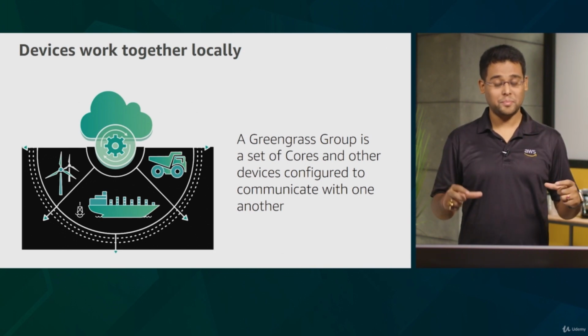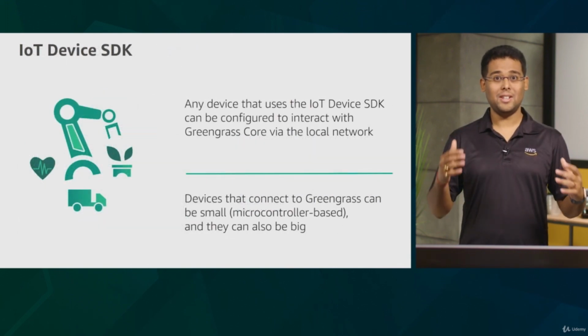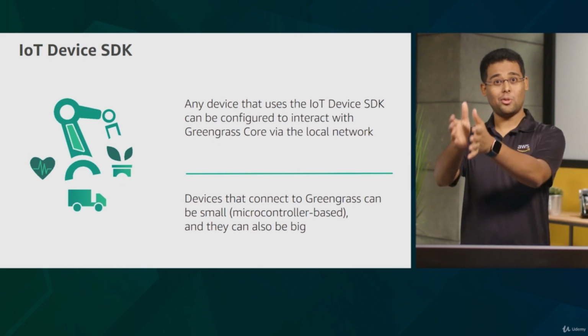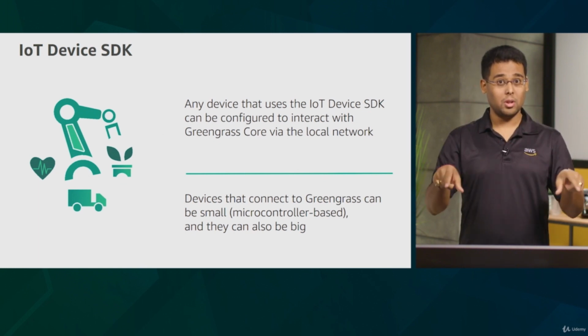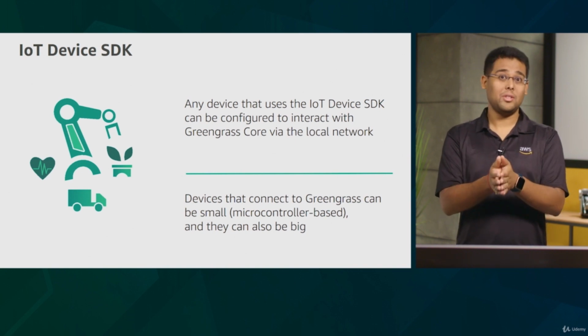that you deploy to the edge devices for them to work in an offline mode. The third component is the IoT device SDK. So any edge device that needs to interact with the Greengrass core via the local network can use the device SDK or even a FreeRTOS SDK.